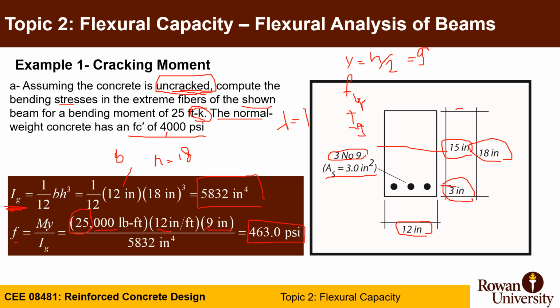So this concrete experiences stresses in the tension side and in the compression side of 463 psi, while its f'c is around 4,000 psi. So it's almost 10% of the stresses or less.